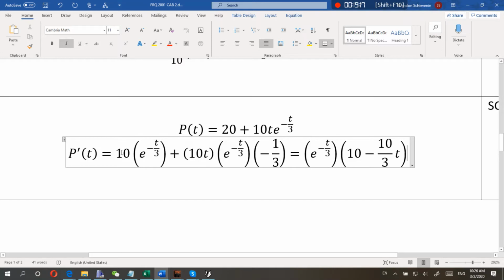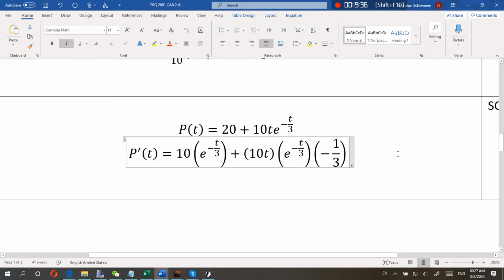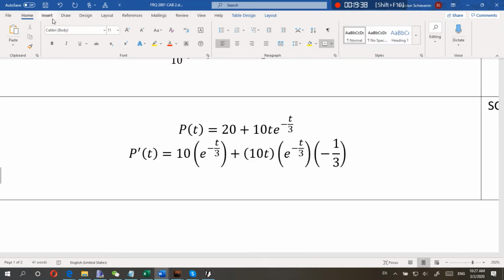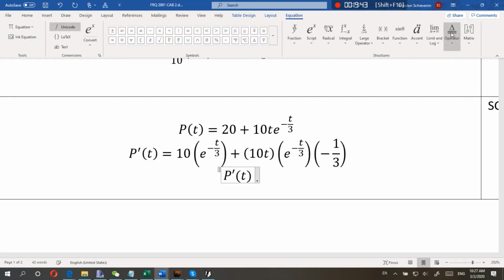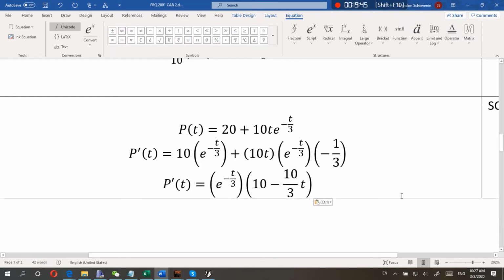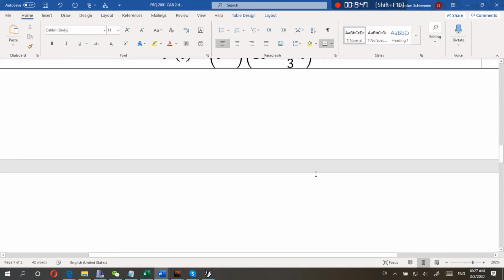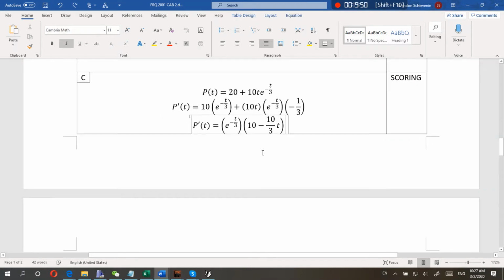Okay, any questions on what I did there? Okay, I'm going to write this as another line maybe. So we'll put that down here. P prime at any t value we want is equal to this. Okay, and then we were asked to solve this at 12.